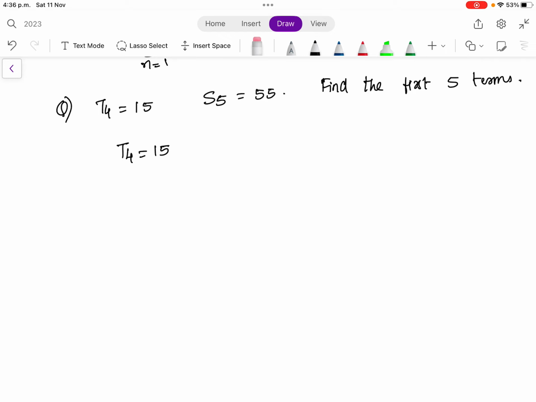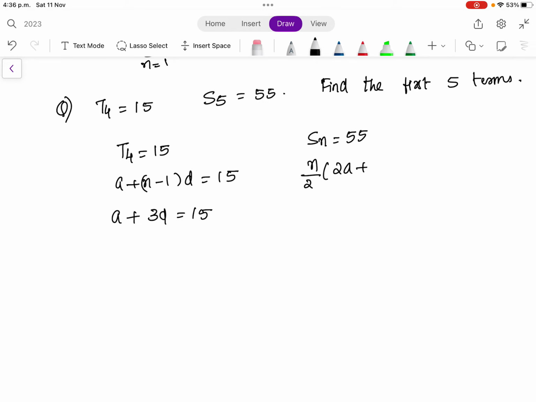So T4 is equal to 15 means a plus n minus 1 into d is equal to 15. Okay, so n minus 1 means n is equal to 4. So it is like a plus 4d is equal to 15. Sorry, a plus 3d is equal to 15. Okay, and the second one is Sn is equal to 55. So that is n over 2 into 2a plus n minus 1 into d, that is equal to 55.